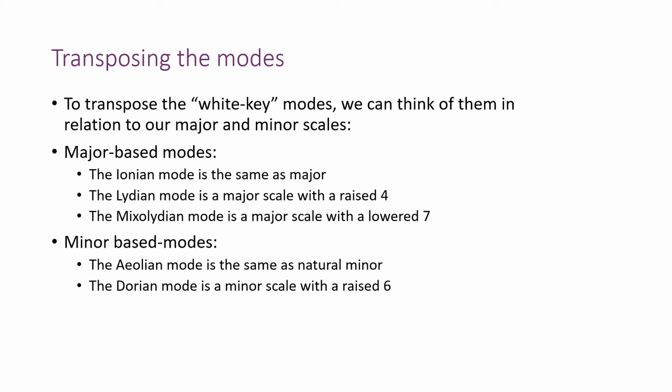The other modes are based on minor, so the Dorian mode is like a minor scale with a raised 6. So I could take, for example, G minor and raise scale degree 6 and have G Dorian. Lastly, I could take that G minor scale and lower scale degree 2, and I'd have G Phrygian. So it's fairly easy to think of the modes in relation to the scales in this way.